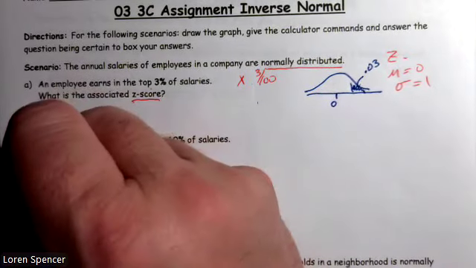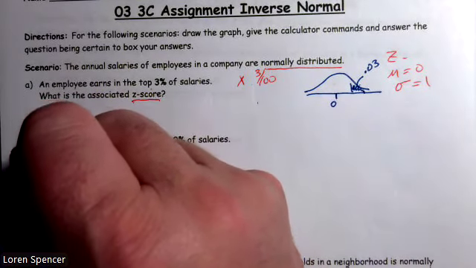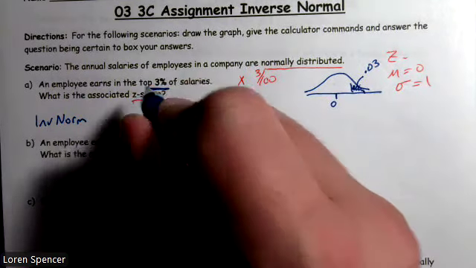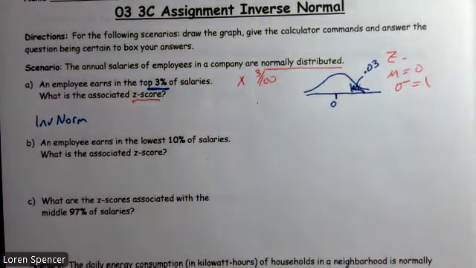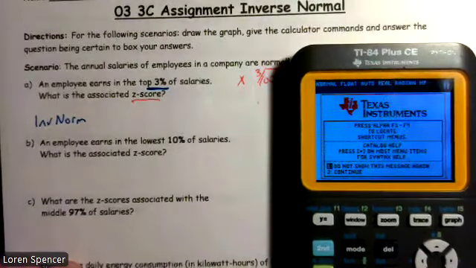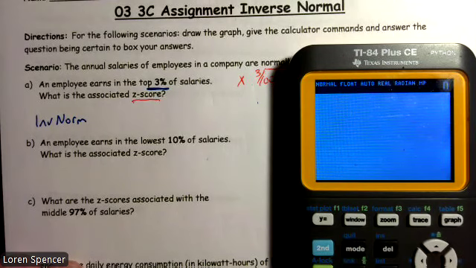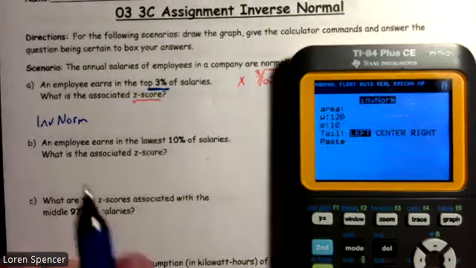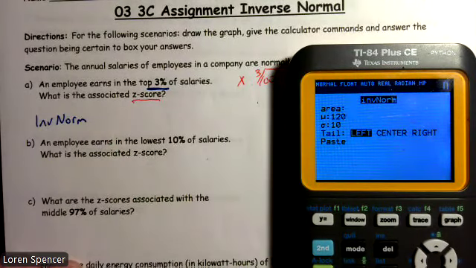All right, so I'm going to go inverse norm. That's where I'm going to go on the calculator. The reason I'm going to do that is because they gave me a percent. If they give me an area, percent, or probability, I go to inverse norm. So let's see what it asks for. Second vars, inverse norm. And it asks for my area. Well, we know our area is 0.03.